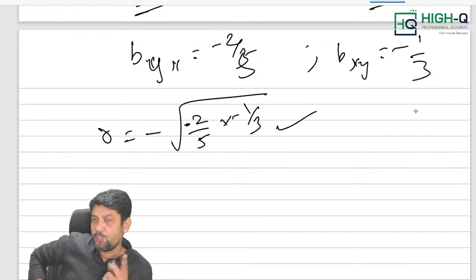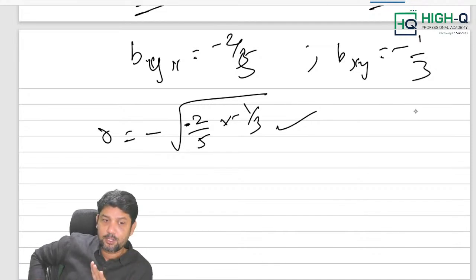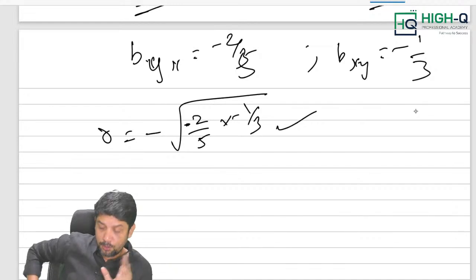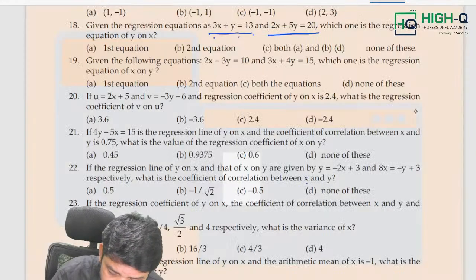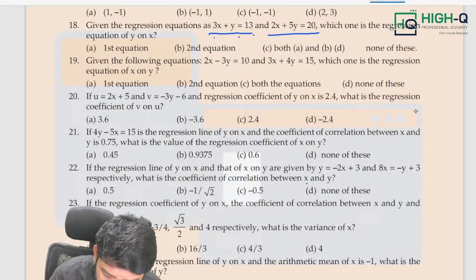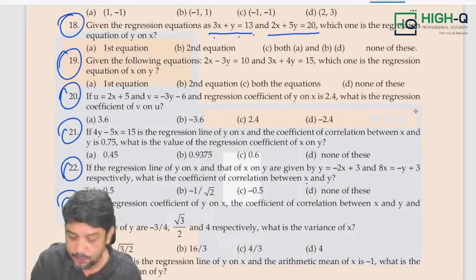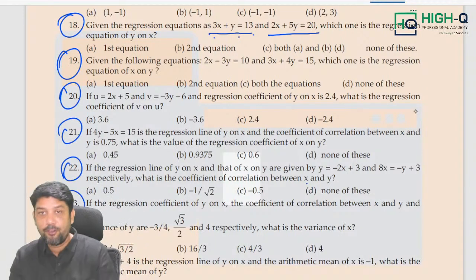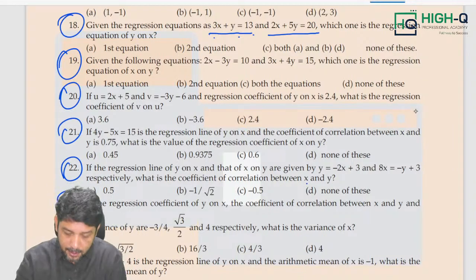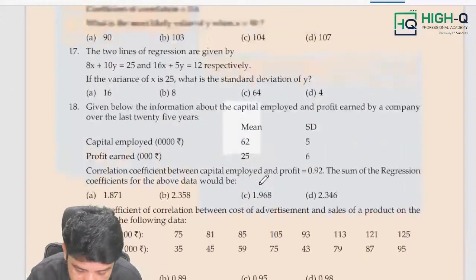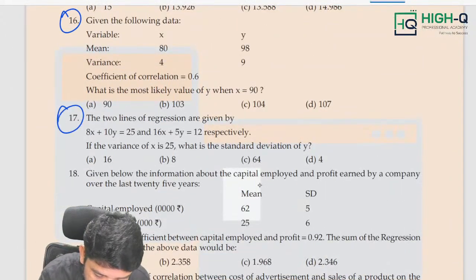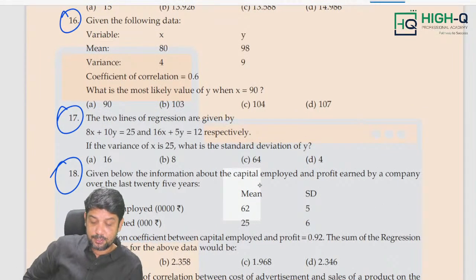See, r is the geometric mean between byx and bxy. So, when you prepare regression, do not ignore sums 18, 19, 20, 21, 22, 23, 24. Surely one question will be asked out of this. So, regression is to be prepared, and as far as set C is concerned, these are the questions to be prepared.